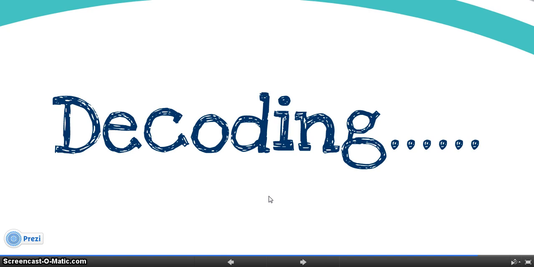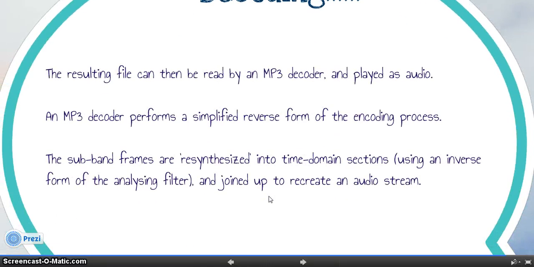Obviously, when we encode a format, in order to retrieve the encoded format, we need to follow the decoding procedure. What decoding does in this MP3 compression is, after resulting in the file which we want to encode, the file can then be read by an MP3 decoder and played as audio. An MP3 decoder performs a simplified reverse form of the encoding process. The sub-band frames are resynthesized into time domain sections and joined up to recreate an audio stream.